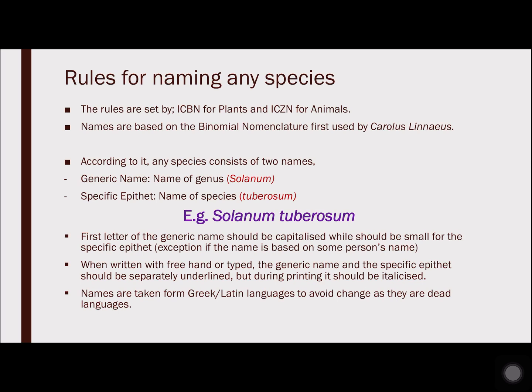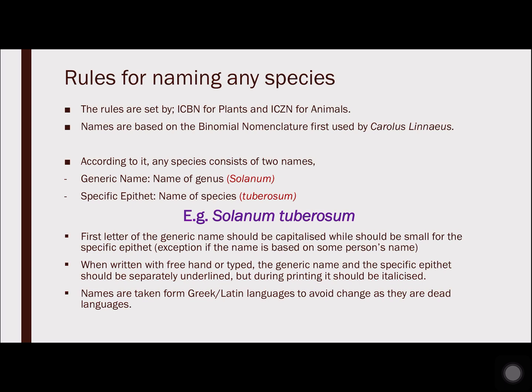Names are based on binomial nomenclature, first used by Carolus Linnaeus. According to it, any species consists of two names: the generic name, that is the name of the genus, and the specific epithet, that is the name of the species, like Solanum tuberosum. The first letter of the generic name should be capitalized while the specific epithet should be small, except if the name is based on some person's name.